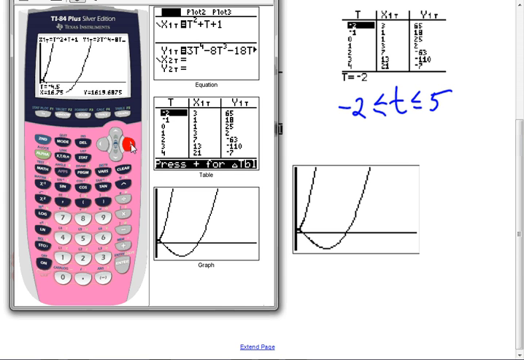Oh, you know what I don't like is my t-step is small, so I'm going to take my t-step and make it 0.1. Then it doesn't take so long. Now I can trace it. I still don't see it. My y is still way too big. It's going to come down here pretty soon. X is 8.367. There it is.